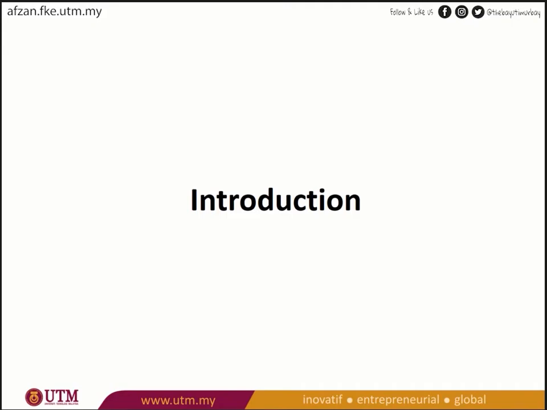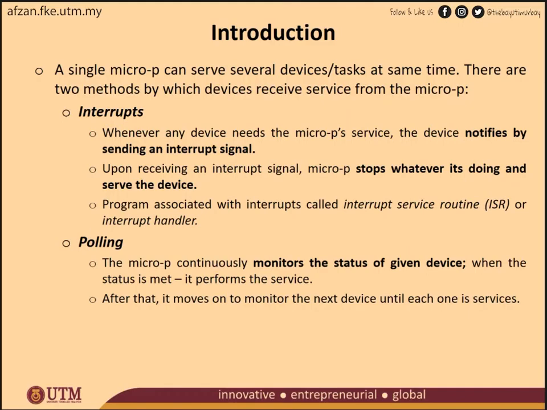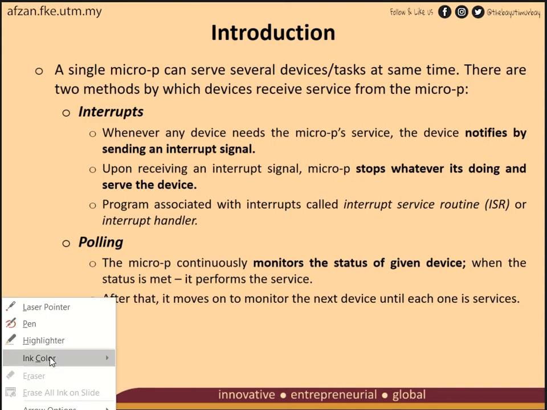Okay, so let's look at the introduction of interrupt first, and then after that we continue with programming. Right, so a single micro-P can serve several device tasks at the same time. There are two methods by which devices receive a service from micro-P. First, we call it an interrupt. The second one, we call it polling.